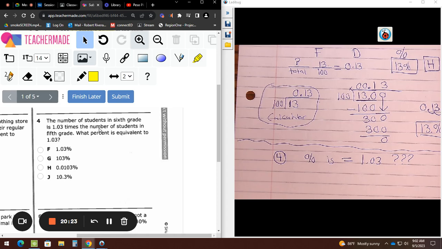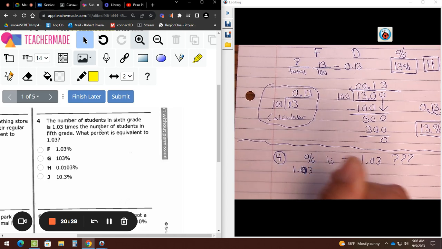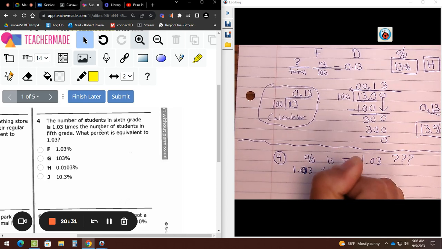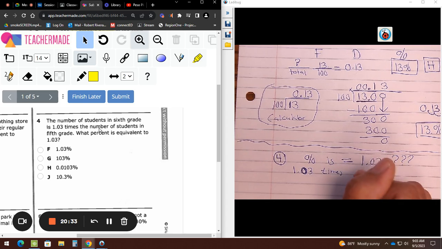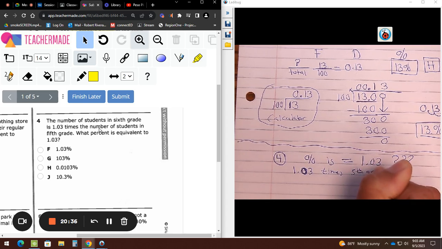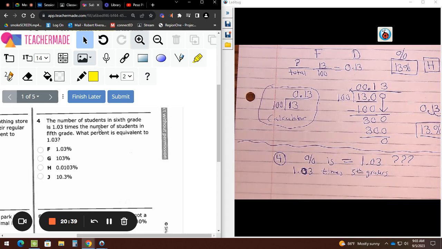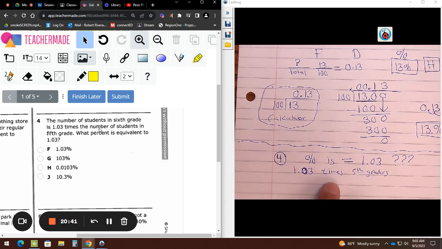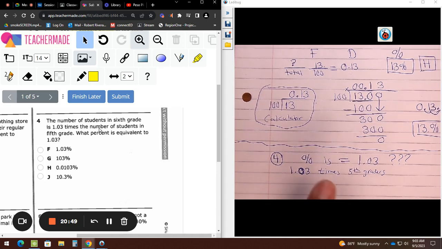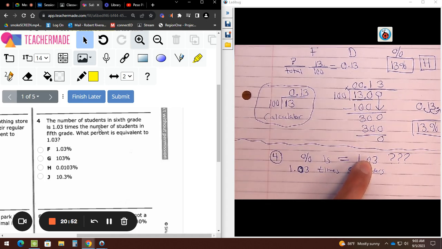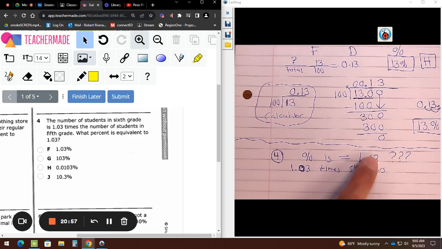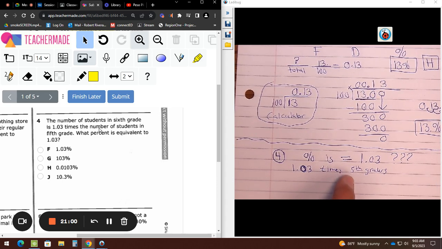Now from the story, they did mention 1.03 times the number of students in fifth grade, so times fifth graders. But to be honest, that's not important because they're not making it times. Later on, when we go along the year, that word times is going to be important. I'm going to have to multiply, but not in this question. They just want you to go from decimal to percent. This is not important right now.